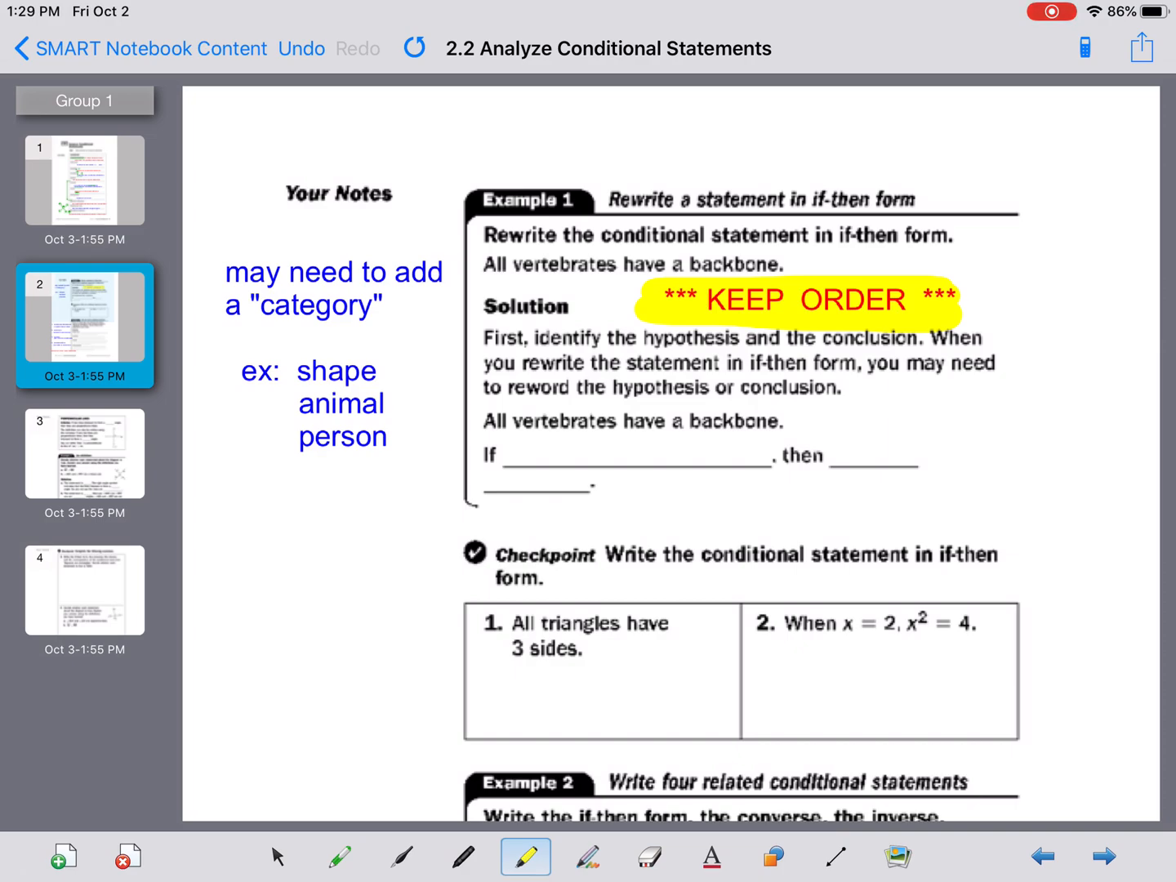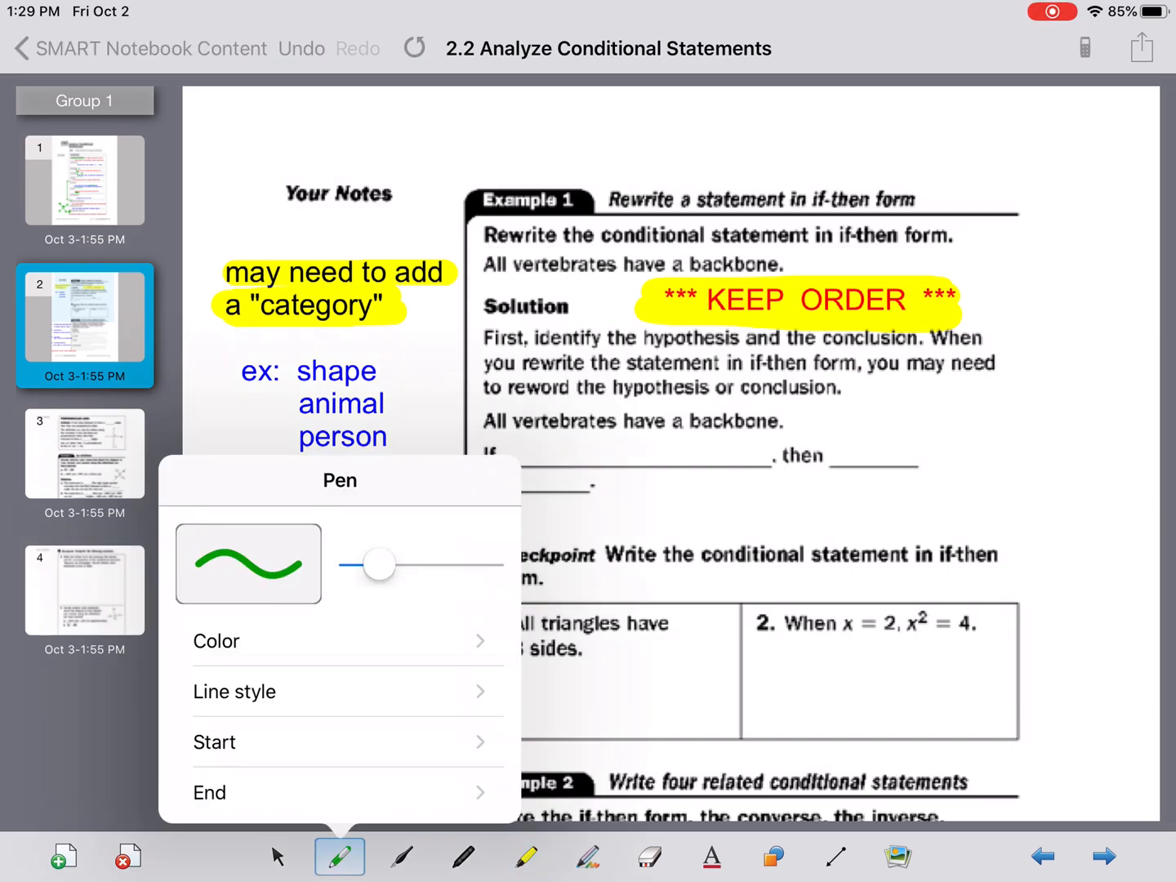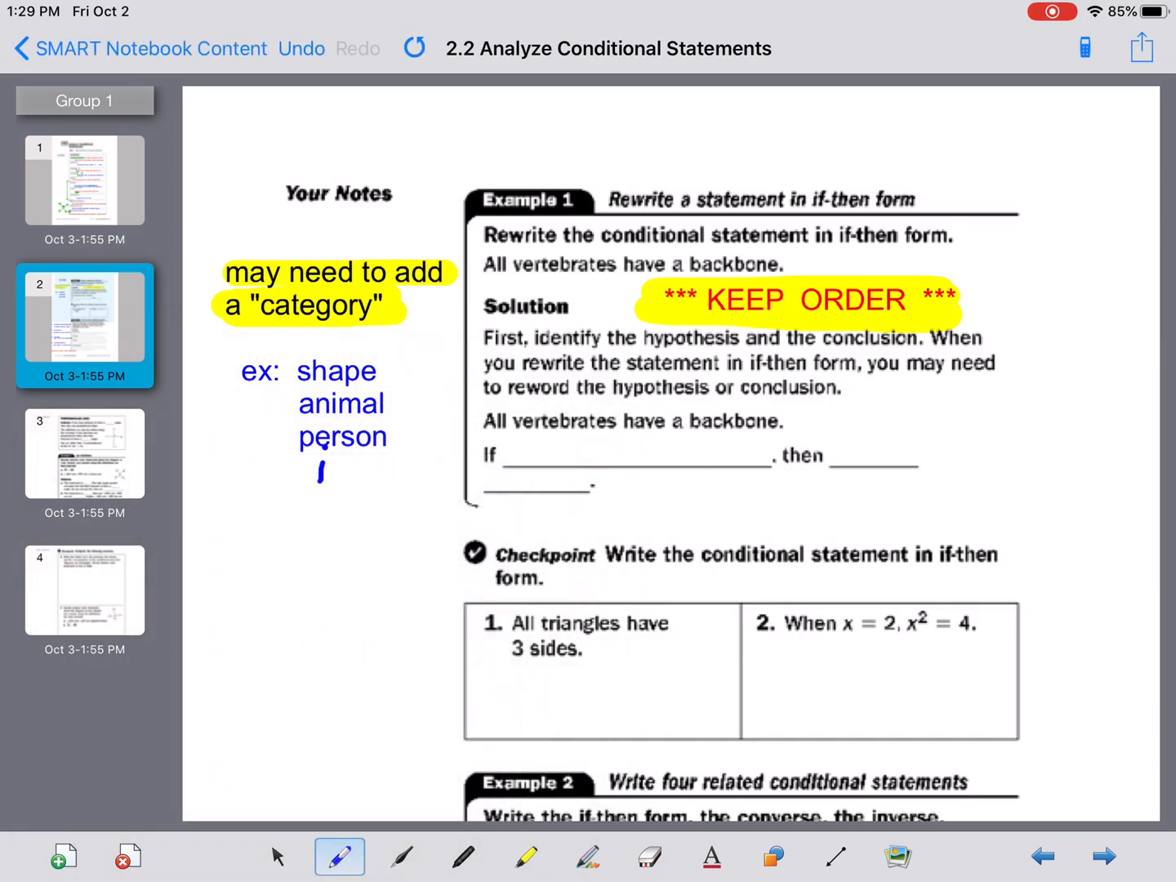Okay, and then in the margin, I've also added, you may need to add a category because this will actually help our if-then statements to flow a little better. So we're going to keep the order of what they tell us about, and then if needed, we're going to have a category. So I've given you some examples: shape, animal, person, whatever we are talking about. And I'm going to tell you right now up front too, because it's amazing how many times we use this. Sometimes the word "it" makes a really good category, okay? So if need be, think about just adding a little bit of wording so these if-thens flow a little bit. Okay, and here's what we're doing.